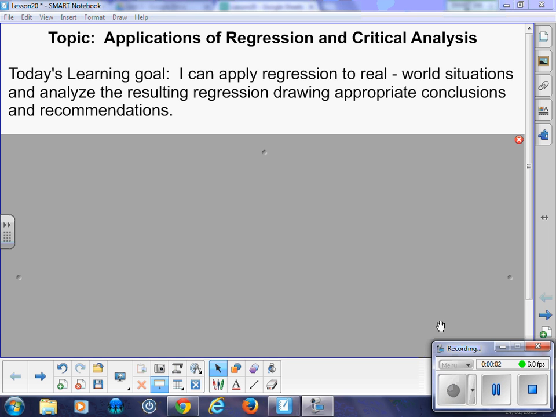Hello and welcome to the final topic in this Unit 3. Today we're looking at the application of regression and some critical analysis.